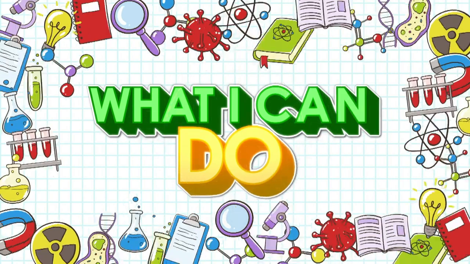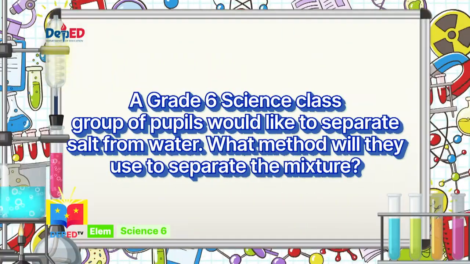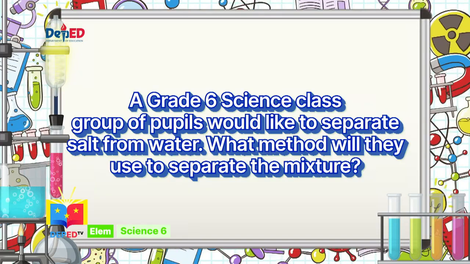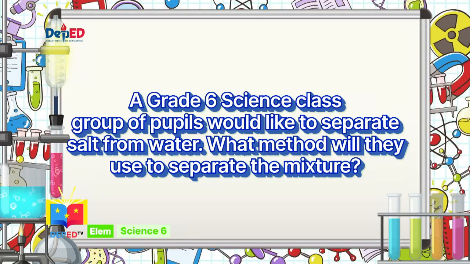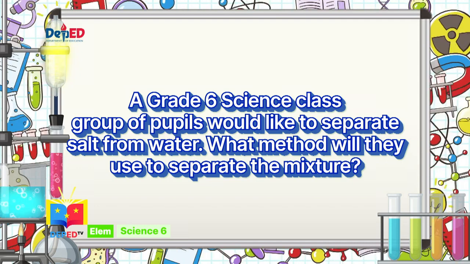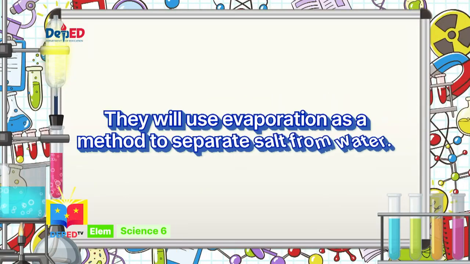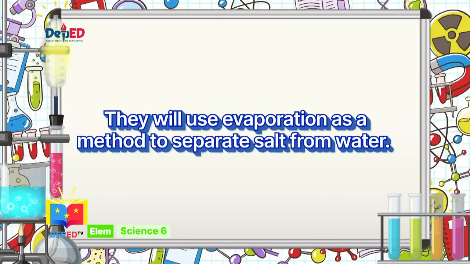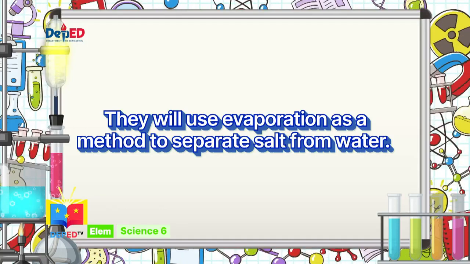What I can do? In your paper, write a short explanation on the following situations. Number 1. A grade 6 science class group of pupils would like to separate salt from water. What method will they use to separate the mixture? That's right! They will use evaporation as a method to separate the salt from water.